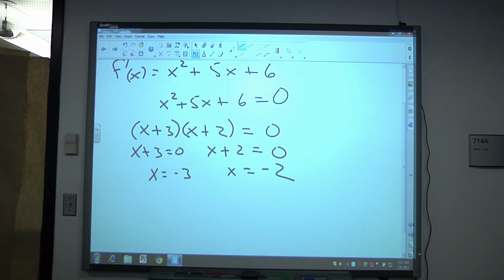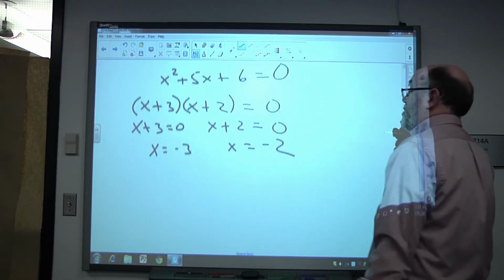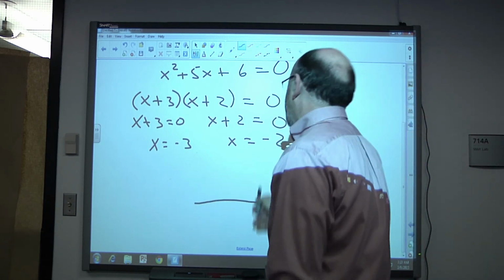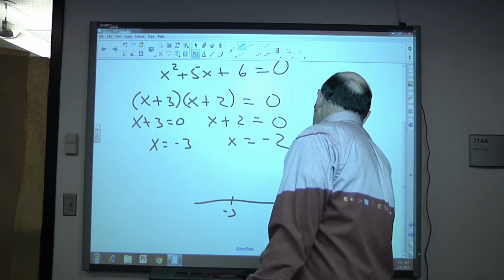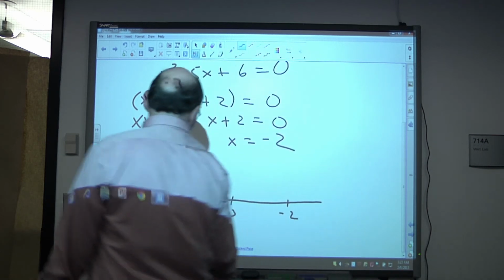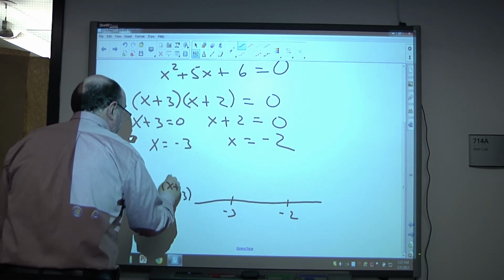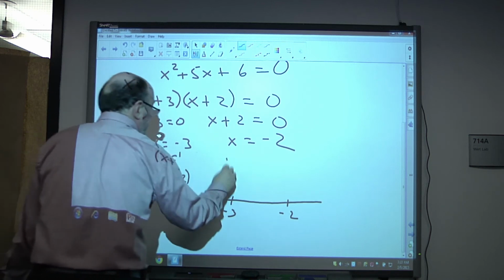Okay? So now we make a chart. We got our number line, and we're going to put these numbers on there. So this is negative 3. This is negative 2. My terms were x plus 3, x plus 2, and then my derivative.